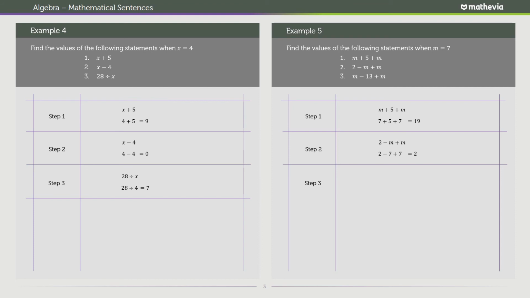And then the final example. Basically, we have m minus 13 plus m, where m is 7. Wherever we see m, we put 7. So 7 minus 13 plus 7. 7 minus 13 is minus 6, and then minus 6 plus 7 gives you 1. So 7 minus 13 plus 7 equals 1.